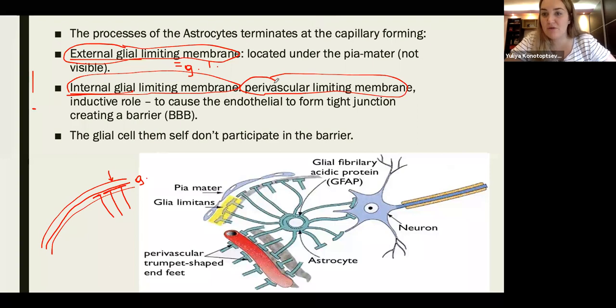So it is around the blood vessel. So what does it participate in? It participates in creating the BBB. So any astrocyte can make internal glial limiting membrane. Protoplasmic can do it, right? Fibrous can do it. But the external one is only created by the protoplasmic because that's the most outer one. Does it make sense? Okay.